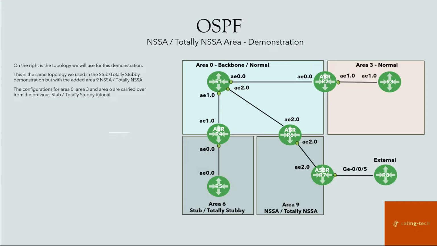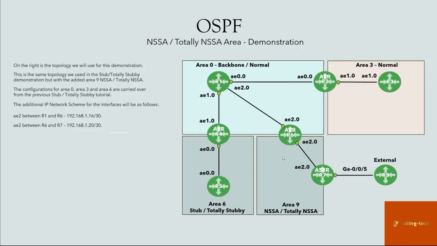The configurations for Area 0, Area 3 and Area 6 are carried over from the previous Stub Totally Stubby tutorial, so they're going to be unchanged. That's this area, Area 0, Area 3 and Area 6. The additional IP network scheme for the interfaces will be as follows. AE2 between R1 and R6 will be 192.168.1.16/30. So one interface is 17 and one is 18.